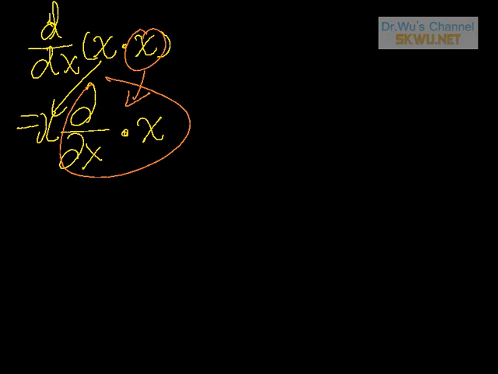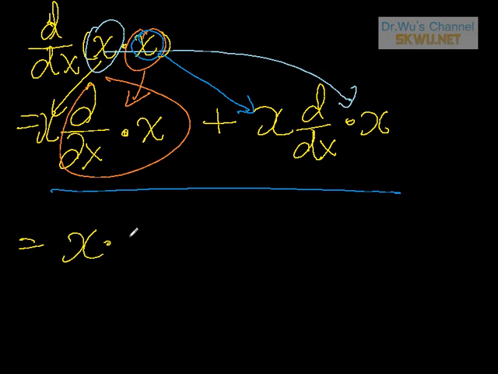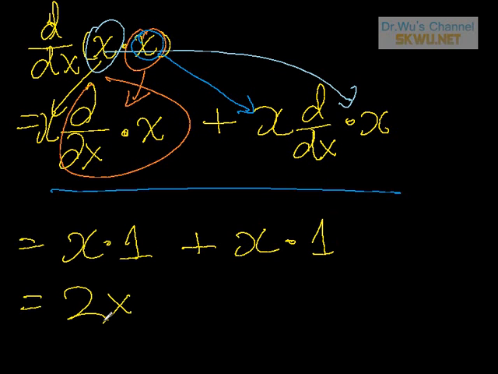Now, remember that there is a second part. The second part would also be like this. However, the idea is different. This time, we differentiate this one and then leave this one out here. If we do this, the answer for the first part is equal to x times 1. For the second part it is also x times 1. So it is equal to 2x.